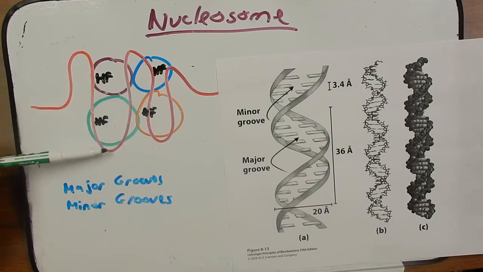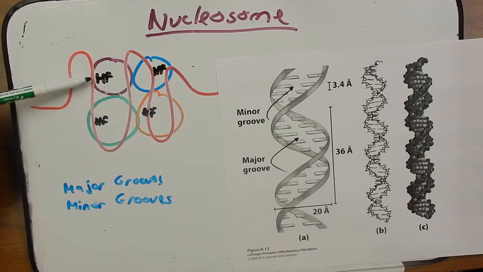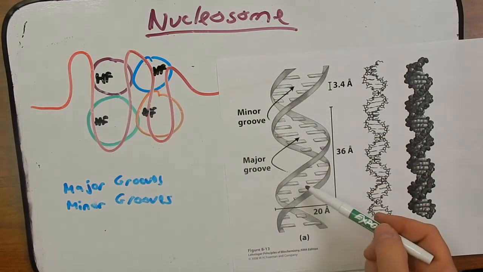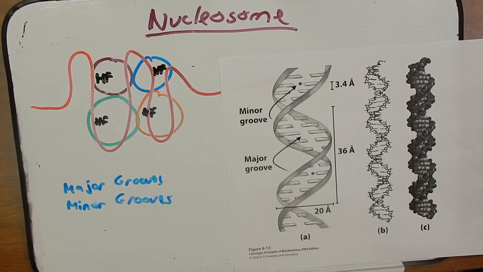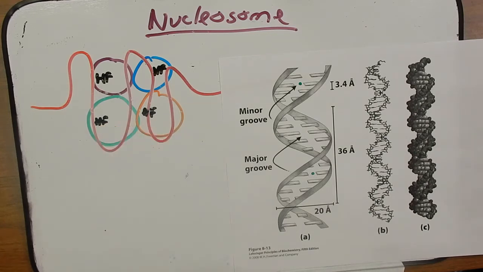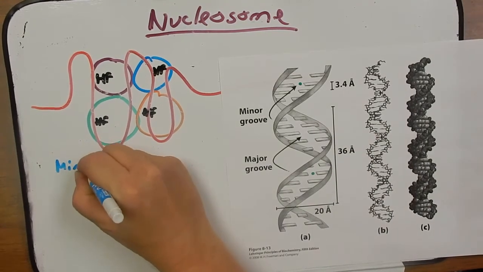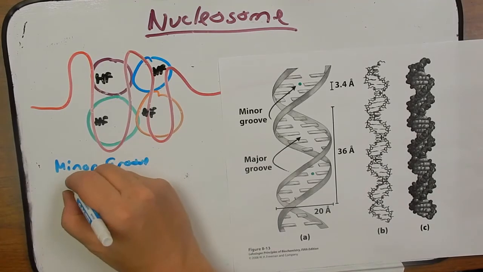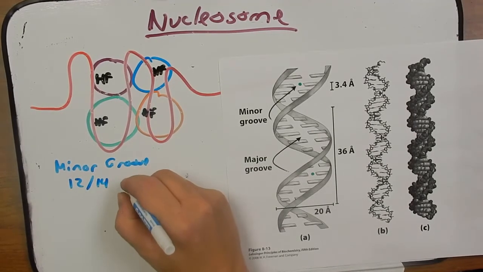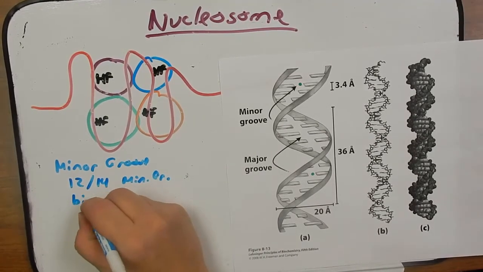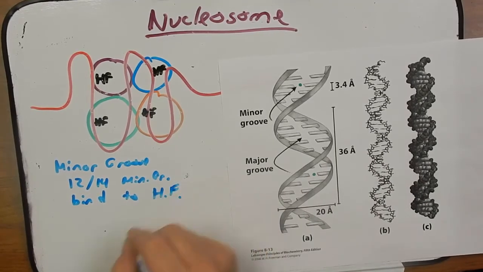So the DNA wraps around these histone proteins and comes in contact with these histone folds. There are 14 minor grooves in this region, just like these that you see here. Of those 14, 12 of them come in contact with this histone fold. Let me move these up here, minor groove, and I'm not going to write down the major groove because the histones don't bind to the major grooves. So 12 of the 14 minor grooves bind to the histone fold, which I'm just going to abbreviate as HF.